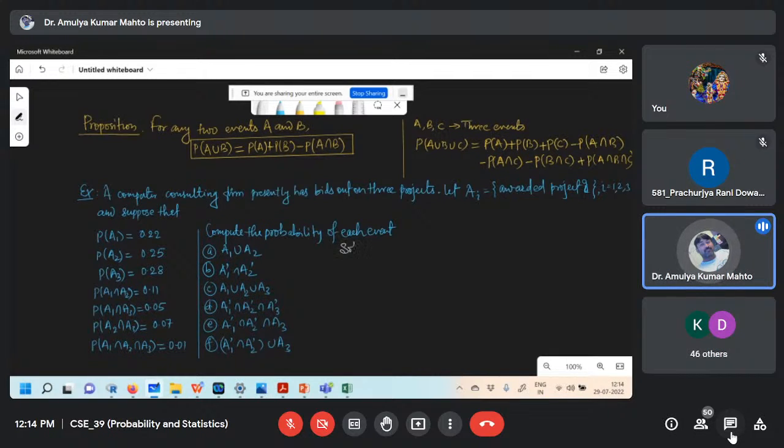So let me go to the solution part. First, you need to find the probability of A1 union A2. Can you use this formula?